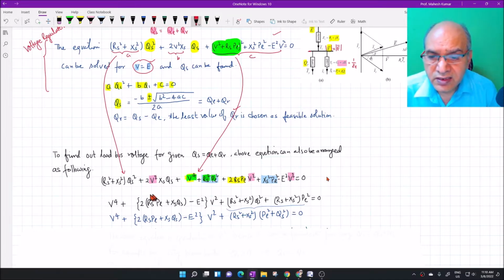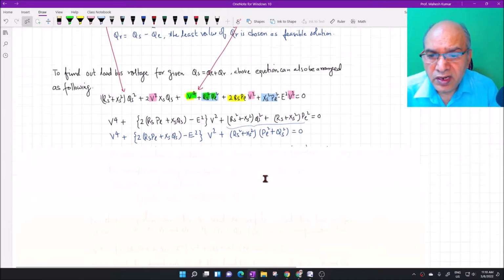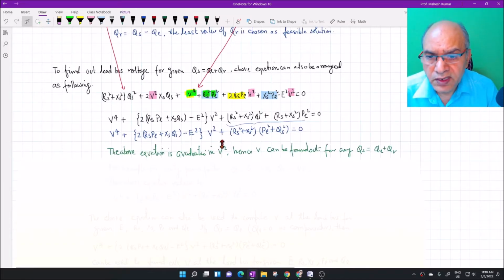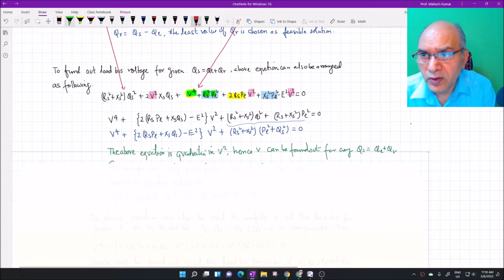Now you can see that this equation is quadratic in V squared. For example, if you see, this is V squared squared, so I can write this simply as V squared, whole squared.